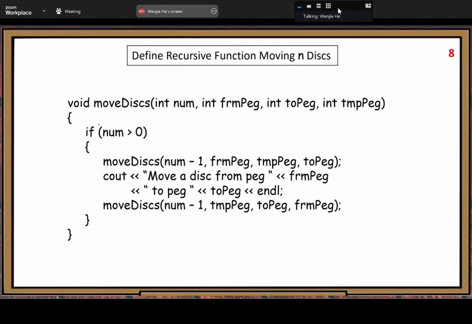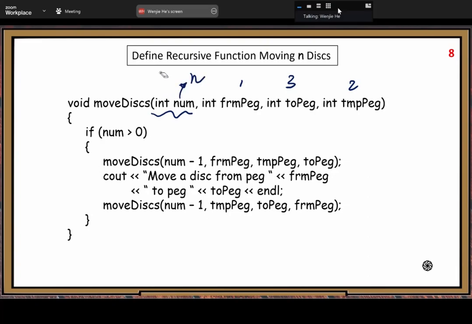You need 4 parameters. The first parameter is the number of disks. Then for the 3 pegs, you use 3 different numbers to represent them: peg 1, temporary peg number 2, peg number 3. So this is the number of disks, which corresponds to n.